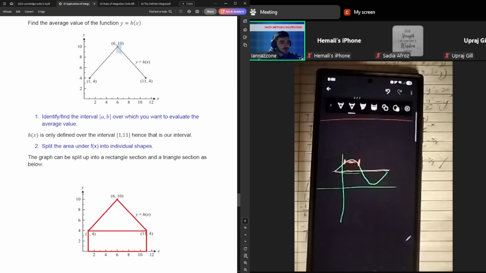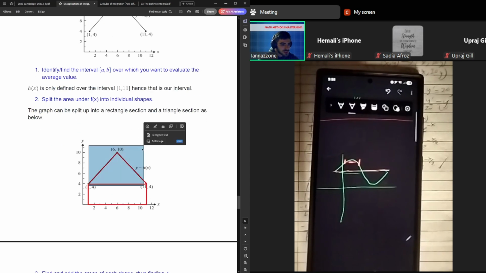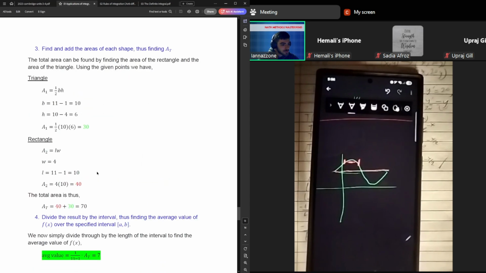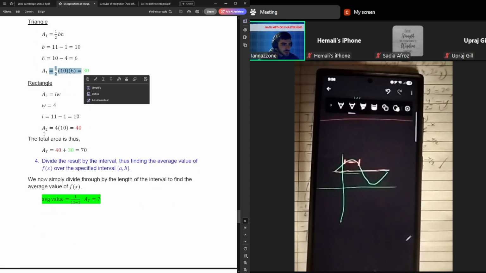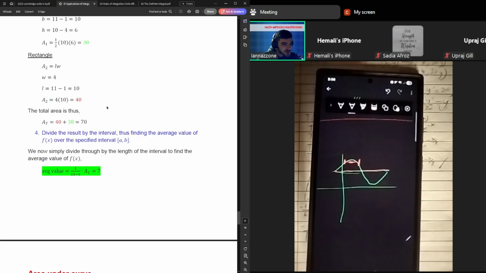This is not a height of 10 for the triangle. It's a height of 10, but minus 4, because it's already been shifted up by 4, if you look at where the triangle is actually situated. So as long as you're keeping your coordinate geometry in mind, offsetting those values, you'll be sorted. So you get the area of each of those individual shapes, add them together, and that tells you the area under the curve is going to be 70.